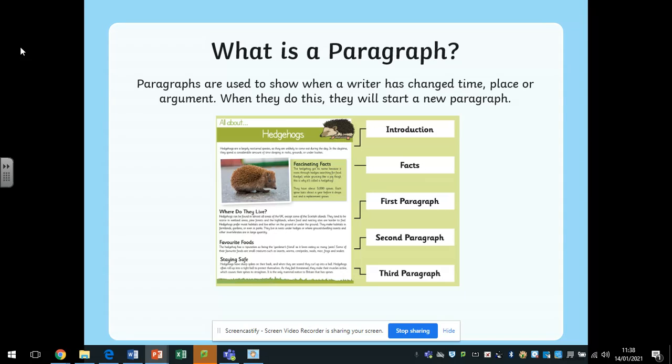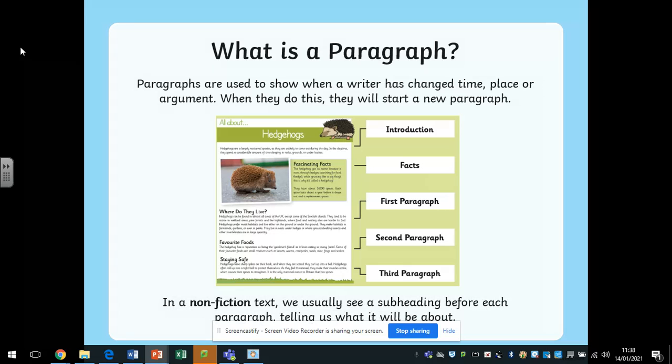The second paragraph is about favourite food, so it's about what they eat. The third paragraph is about how hedgehogs protect themselves. So it's a way of organising our work so that similar information is in the same place. So it's not bouncing around and jumping around all over the text. This is especially true within a non-fiction text, and often you've got subheadings that will help you with that.